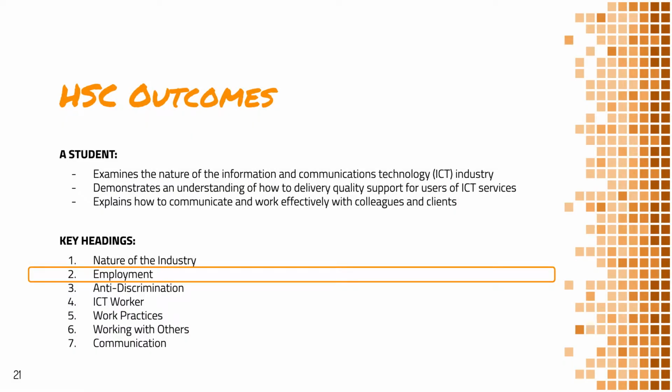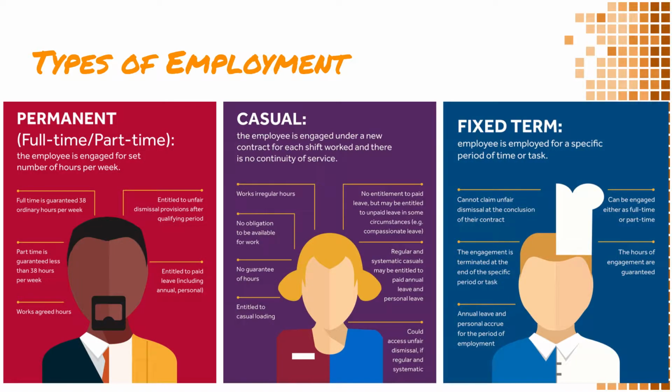So where does this link in? Like I said, HSC outcomes, we're in the working in ICT unit, and we're looking at heading number 2, employment. There's a whole heap of stuff we've got to cover here. We've got to get started with this concept that there are a couple of different ways that you can be employed. The main type of employment is permanent employment.